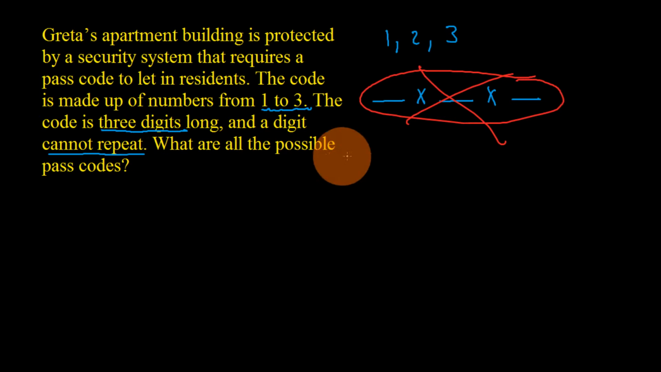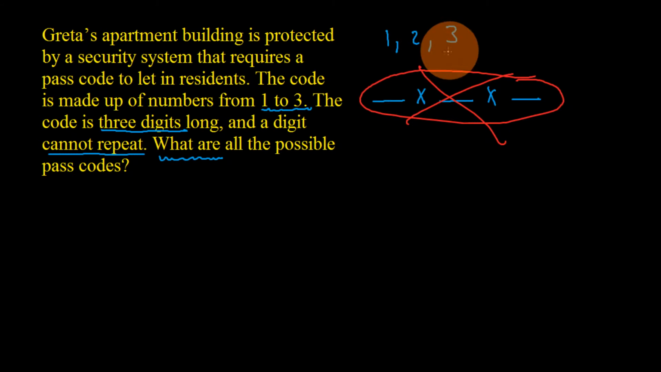What's the key information in this last sentence? It says, what are the possible passcodes? It's not asking how many. It's asking what are. So we actually have to create a list of all the different codes that can be created. So what are the possible passcodes is asking us to actually create a list with this information.